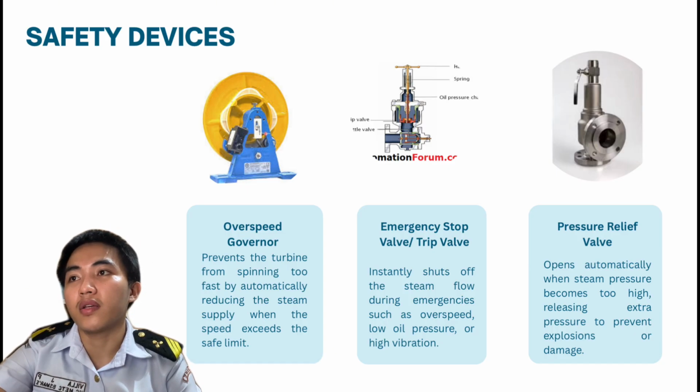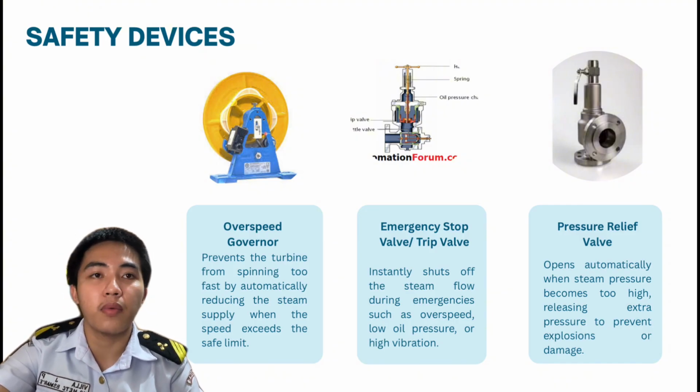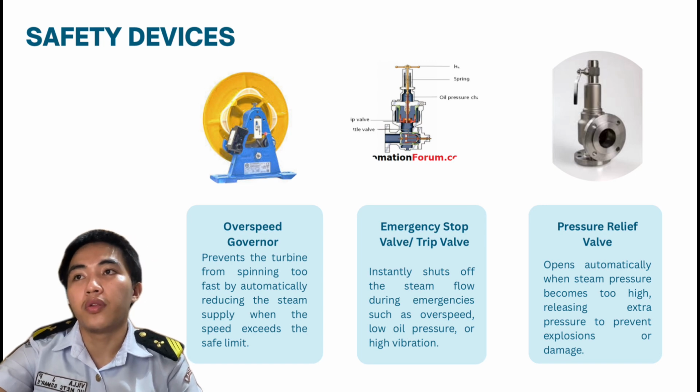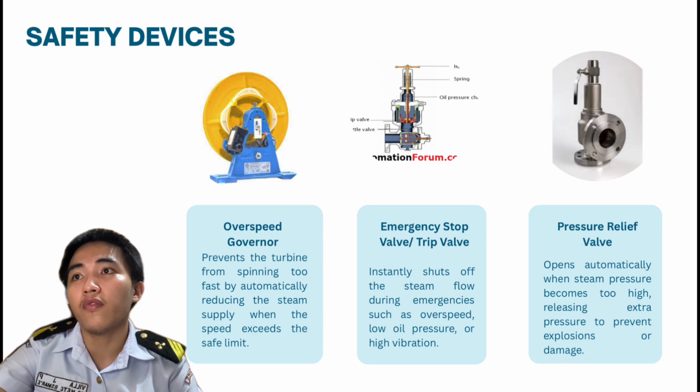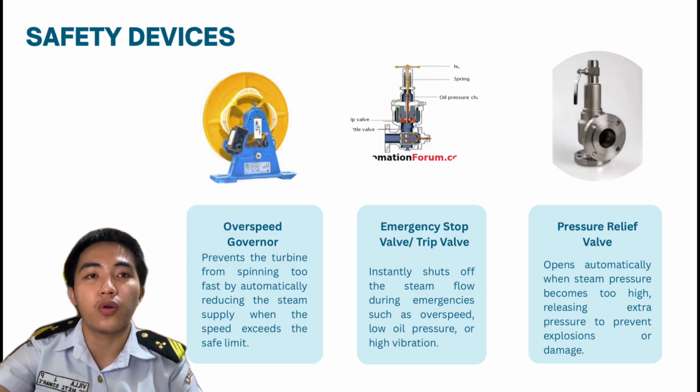Instantly shut off the steam flow during emergencies such as overspeed, low oil pressure, or high vibration. Number 3, pressure relief valve. So what is a pressure relief valve? It opens automatically when steam pressure becomes too high, releasing extra pressure to prevent explosion or damage.